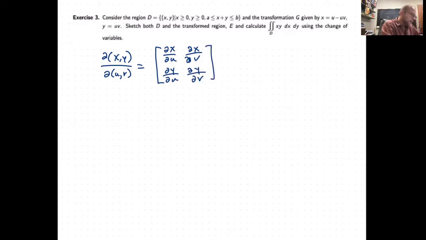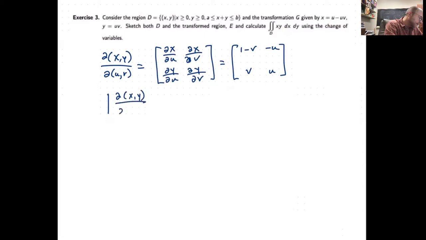Okay, so with the stuff that we already have in place there, I'm expecting y'all to look at these equations. I'm not copying them down. X with respect to u is going to be 1 minus v, and x with respect to v is going to be minus u. Then for your y's, you're going to get v and then u. Okay, so the thing that we actually need here is going to be the determinant of the Jacobian matrix.